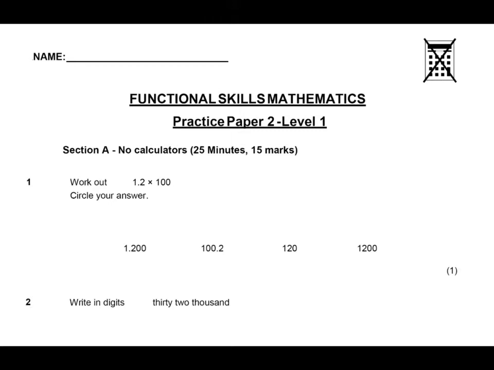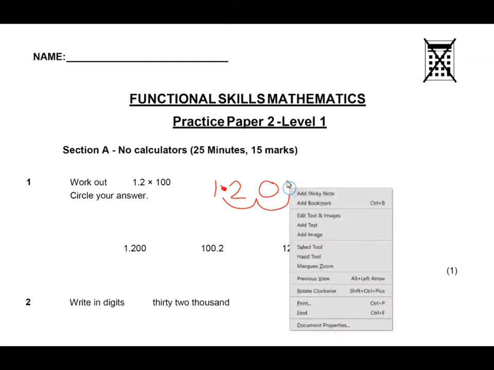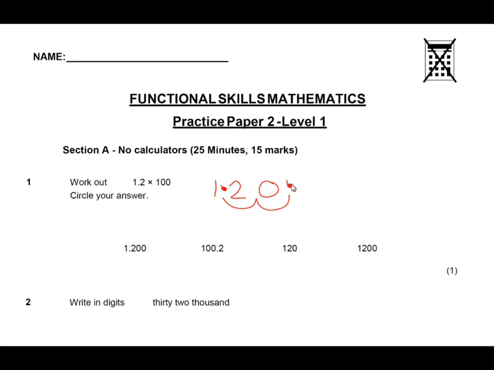Work out 1.2 times 100 and circle your answer. So remembering how we multiply our decimals by tens, hundreds and thousands, we have 1.2 and we're going to multiply it not by 10 but by 100. So fill in any empty holes with a 0. So we have our decimal point here now. So our answer would be 120. So circle 120 for the correct answer.